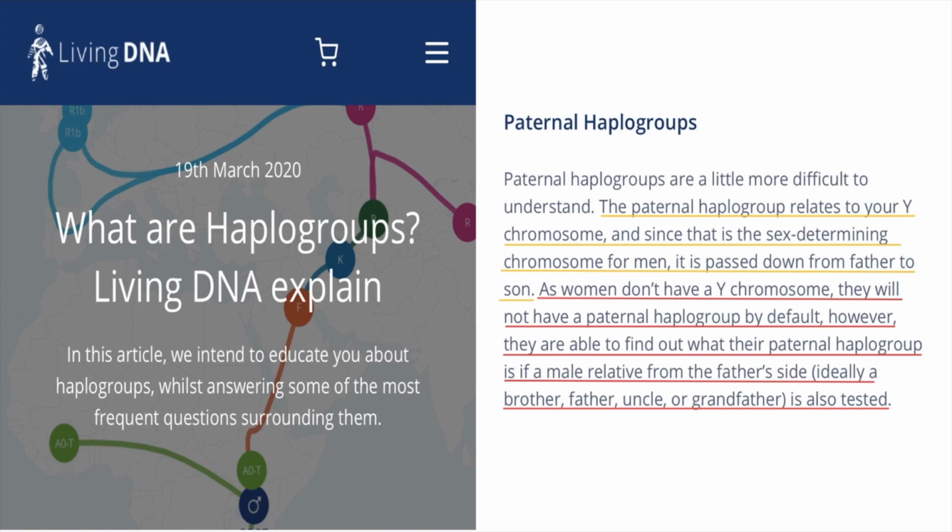So to simplify this, the Y chromosome is passed down from father to son, and women do not carry this Y chromosome. But if a woman wants to know the male lineage of her male relatives, the men will have to take the test, such as a brother, an uncle, or her father. And the only reason women don't carry the Y chromosome is because they can't carry both chromosomes like men. Men are both X and Y, and women can't do this.